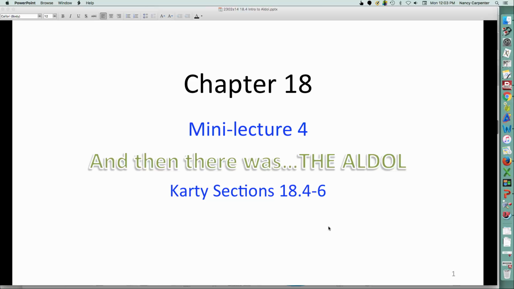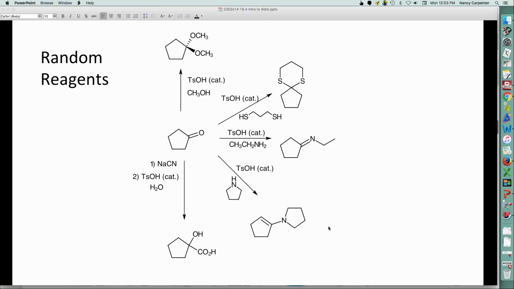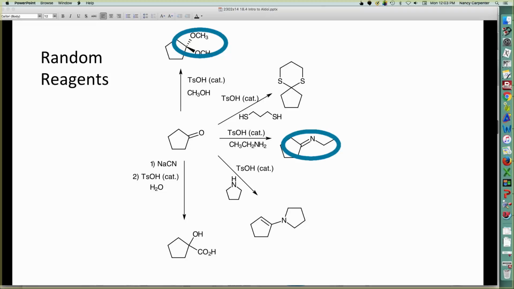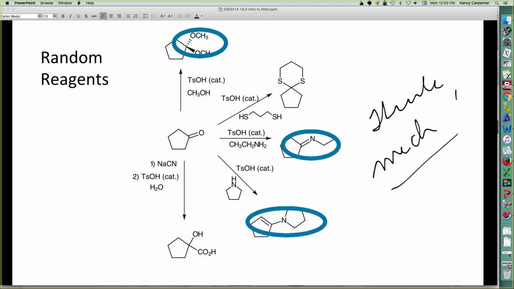Chapter 18 is turning out to be okay so far. After all, it is pretty straightforward stuff, addition of a nucleophile to the C=O electrophile. But then you see random reagents like this and you say, maybe it's not as straightforward as it seems. Well, I tried to help you out understanding when you get two single bonds versus one double bond. Oh, and then sometimes you get an enamine instead of an imine. But the take-home message, as usual, is think mechanism and you will be fine.